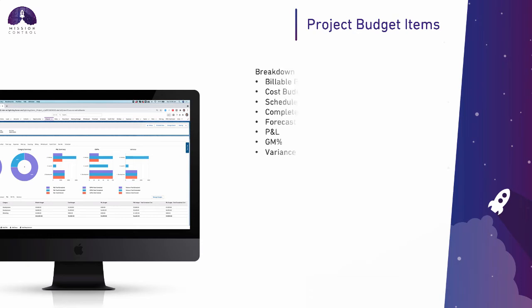The project budget items, so this gives you the ability to break that budget down within the project. So, what areas is that project going to be broken into? You can track the billable budget, the cost budget, and then by associating your actions, your time logs, and your expenses, you can see the scheduled, completed, and forecast perspective of those budgets, as well as getting insight into profit and loss, gross margin, and the variance of performance against budget.